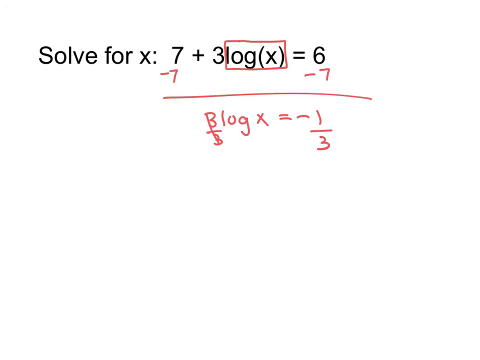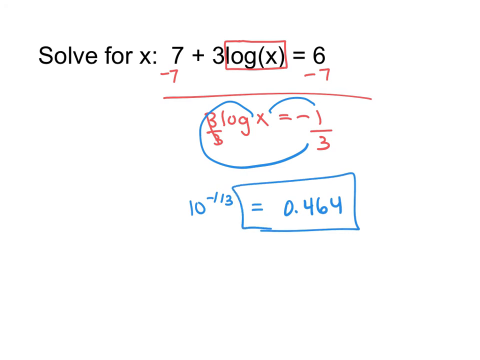Once it's isolated, we need to get rid of the log by writing it in exponential form. The base is going to be to that power, and it'll be equal to x. 10 to the -1/3 power is equal to x. And when I plug that into my calculator, I get 0.464. That's an approximation from my calculator.